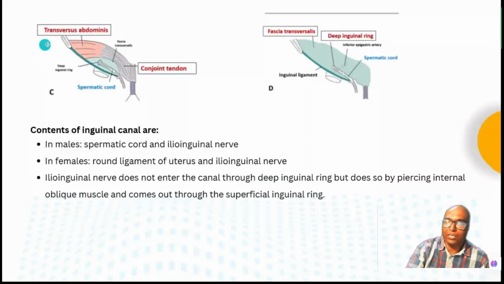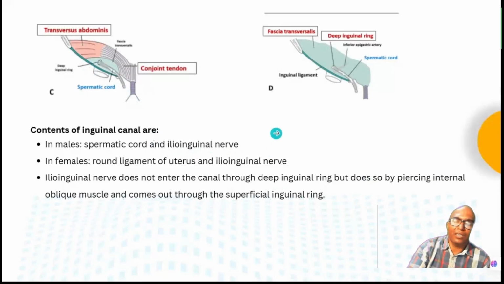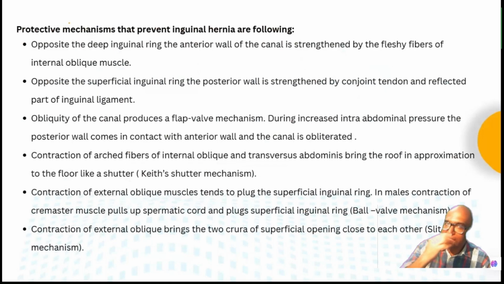So it is actually not going from here to here. It is coming posteriorly, piercing the internal oblique muscle and then coming out through the superficial inguinal ring. That is why it exits through the superficial inguinal ring, but does not go through the deep inguinal ring. Only the genital branch of the genitofemoral nerve, spermatic cord and round ligament will pass through the deep inguinal ring.